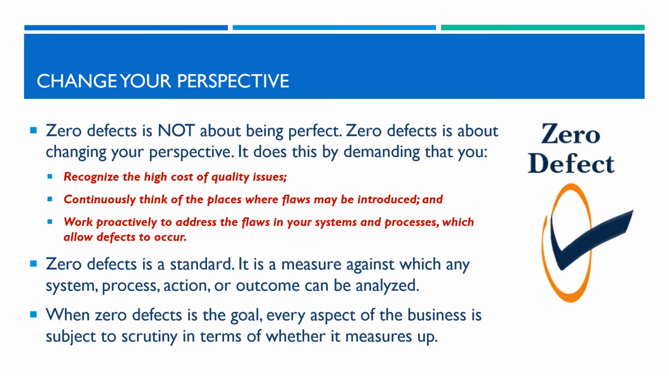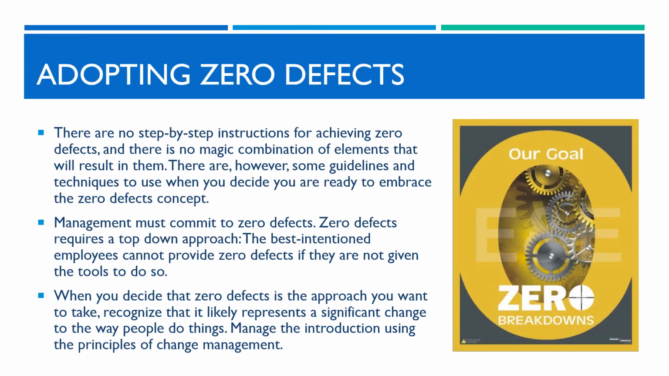It does this by demanding that you recognize the high cost of quality issues, continuously think of the places where flaws may be introduced, and work proactively to address the flaws in your systems and processes, which allow defects to occur. Zero defects is a standard. It is a measure against which any system, process, action, or outcome can be analyzed. When zero defects is the goal, every aspect of the business is subject to scrutiny, in terms of whether it measures up.